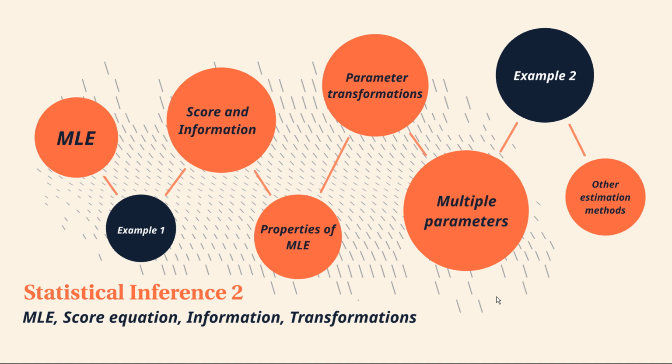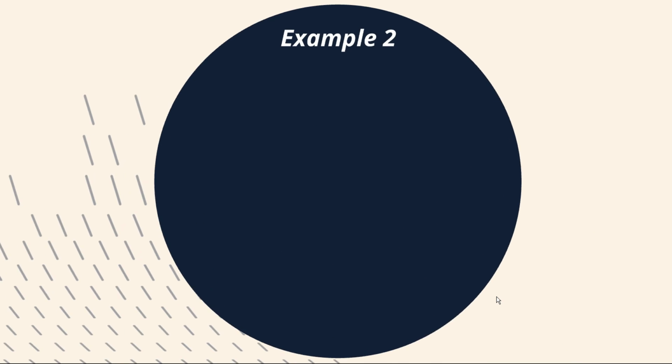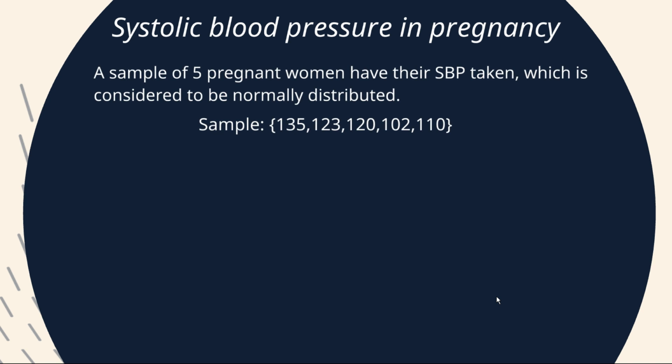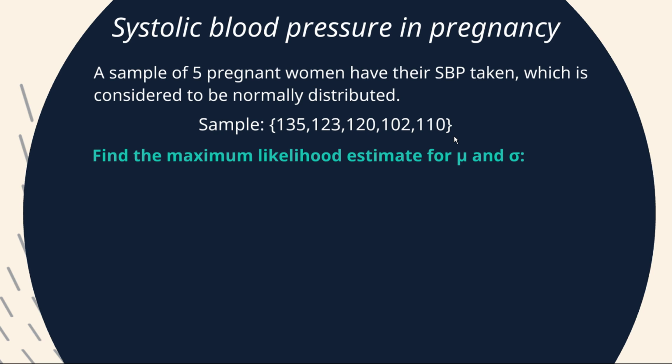So it might be time now to check in and do something a little bit more concrete by way of an example. Now, this is the same example that we used in the first video in the series. It's about systolic blood pressure in pregnant women. We have a sample of 5 pregnant women that have their SBP, their blood pressure, taken, and it's considered to be normally distributed. And here indeed is the sample of 5 blood pressures that were taken. The question might be, find the maximum likelihood estimate for mu and sigma.